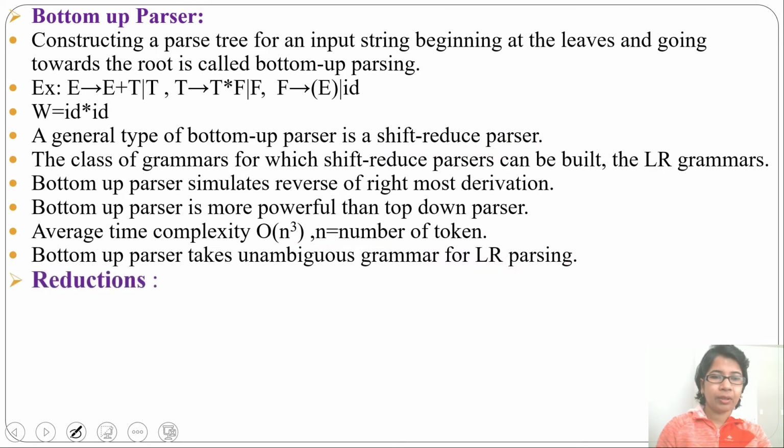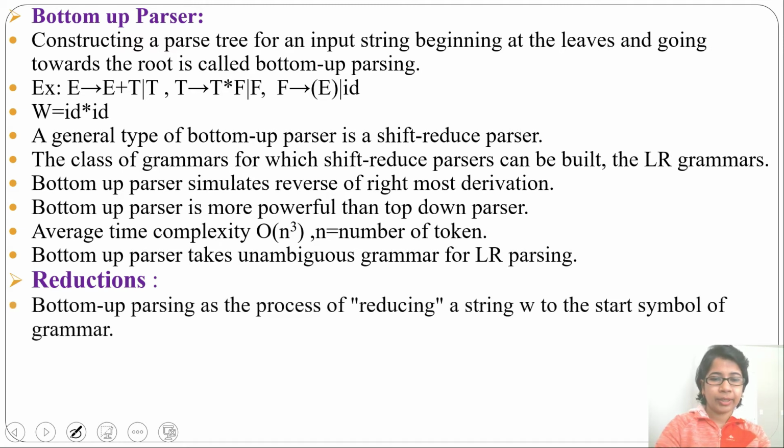Next, reduction. The bottom-up parsing process is called reduction. From a string, if you are going to some variable, that is a reduction. So it is a process of reducing a string w to the start symbol of the grammar. That process is called a reduction.